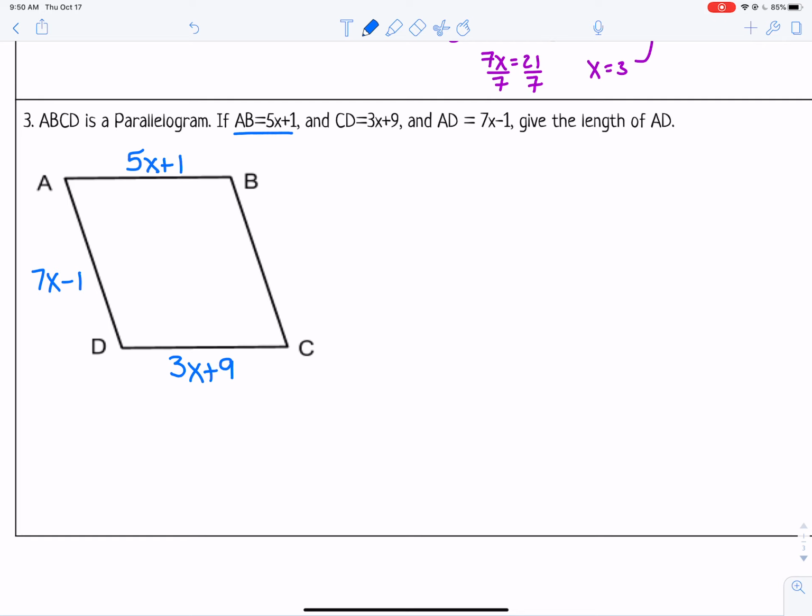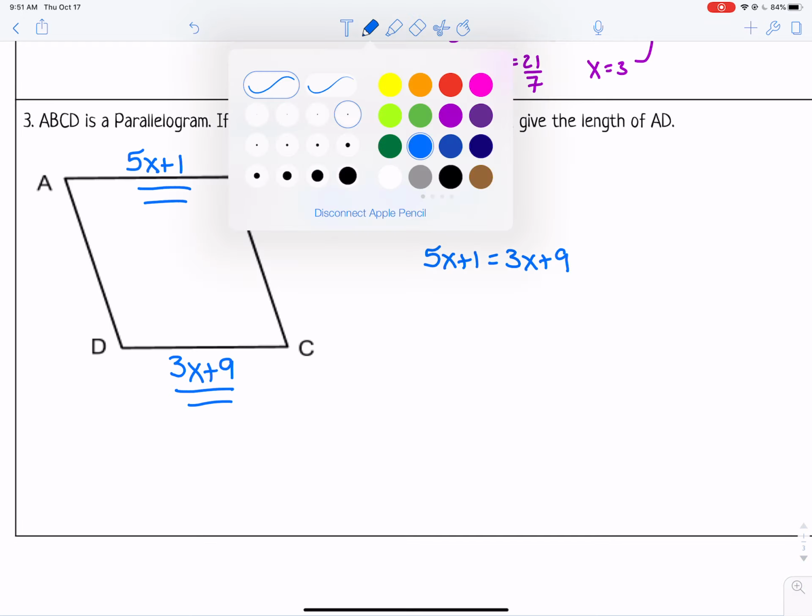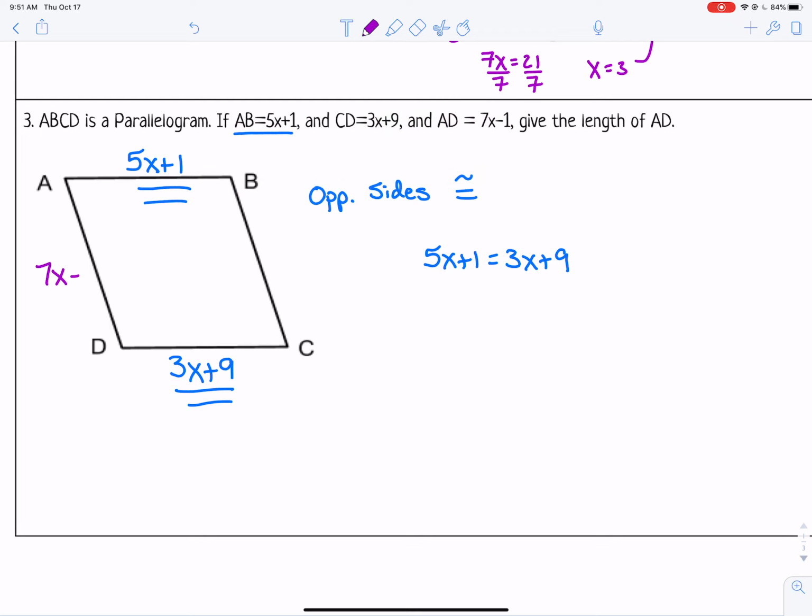So I still need to use the properties of a parallelogram that state that opposite sides are congruent to help me get started. So opposite sides are congruent means 5x plus 1 equals 3x plus 9 would help me solve for x. In other words, you don't need that 7x minus 1 yet, but we will in a minute. It's just kind of extra at the moment, but we'll need it when we're done solving for x.